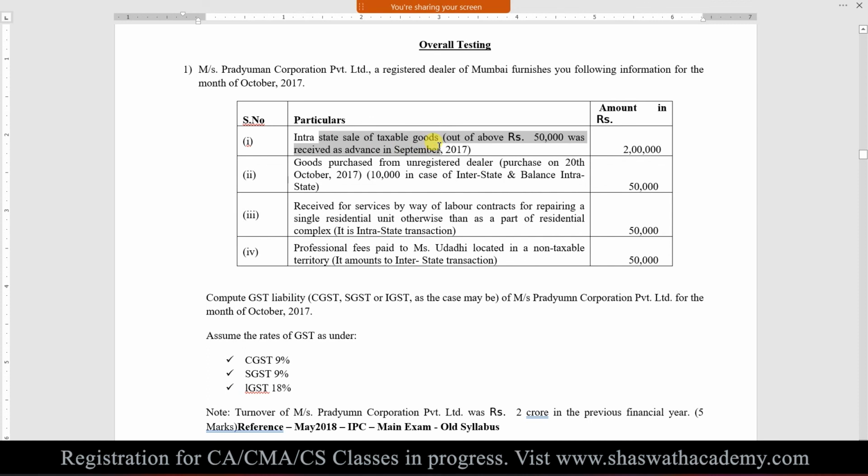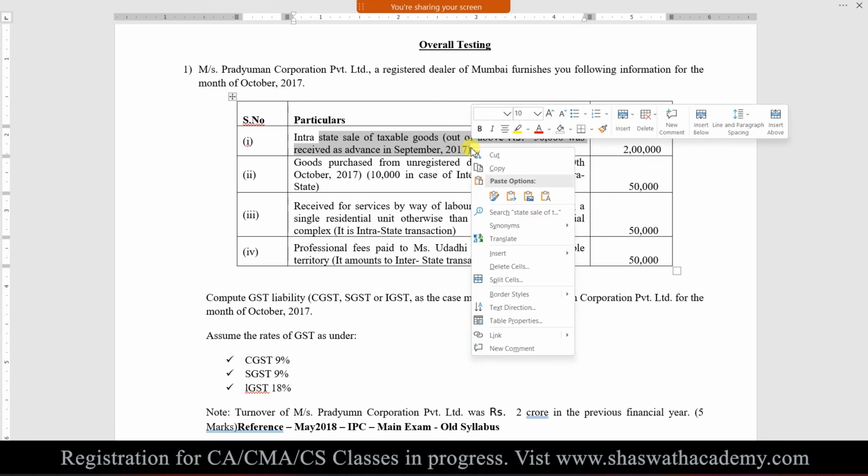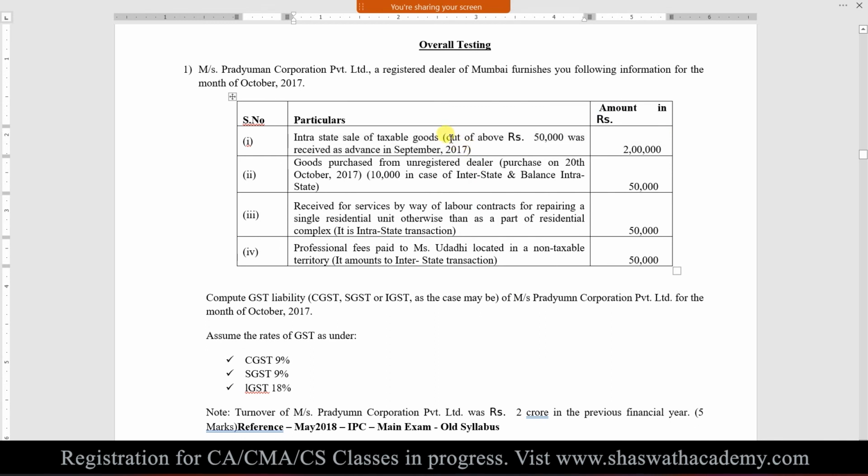Intra-state sale of taxable goods, out of which 50,000 was received as advance in September 2017. Look at this. They are testing you on time of supply also. Tell me, my dear brothers and sisters, for goods, advance is received. Whether you would have taxed it in September. Keep it in 22. Tell me, my dear.